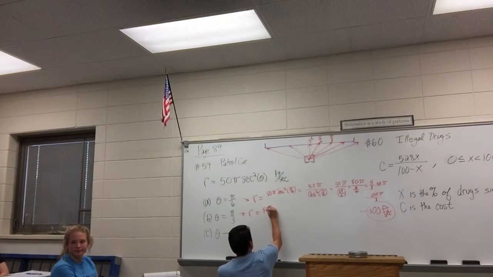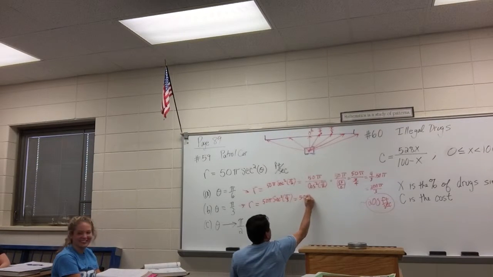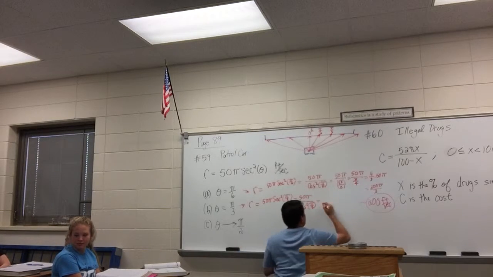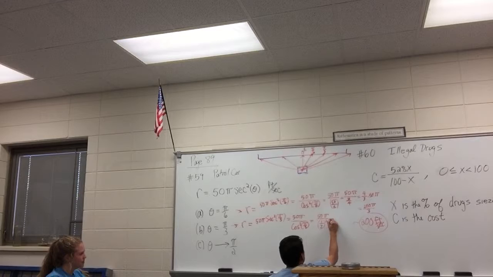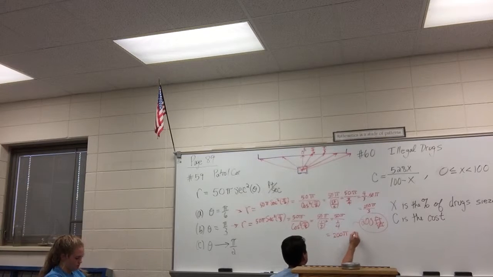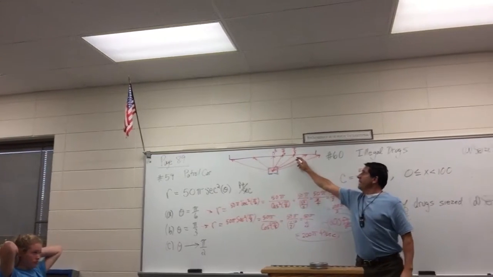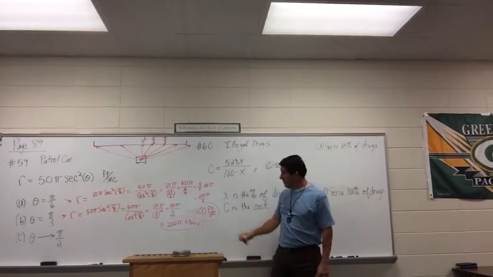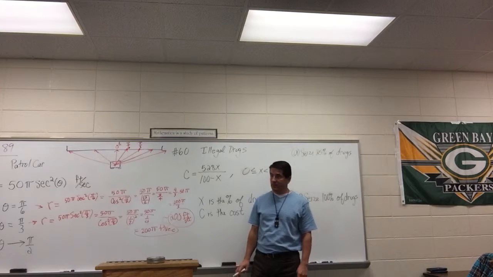So here we go. 50 pi times secant squared pi over 3. 50 pi over cosine squared pi over 3. We know that one's now 1/2, and then we're going to square it, so it's 50 pi over 1/4. So look at this. This is 200 pi feet per second. We just proved that when the light is hitting pi over 3, it's going a lot faster, about 3 times as fast. So it's about 600 feet per second.